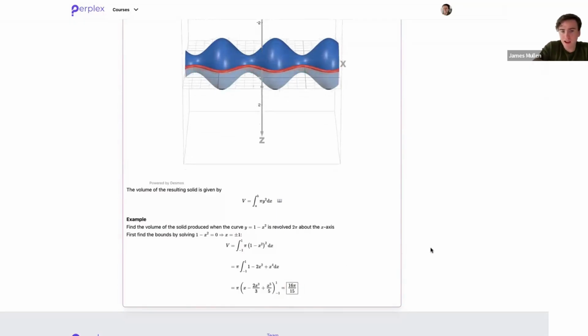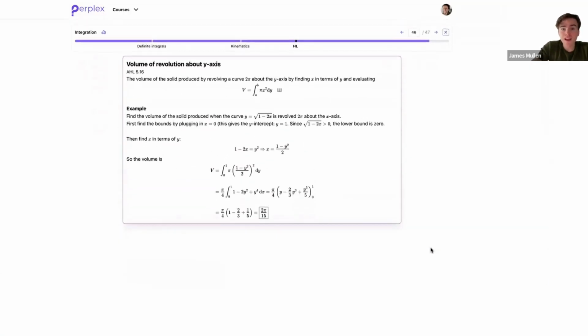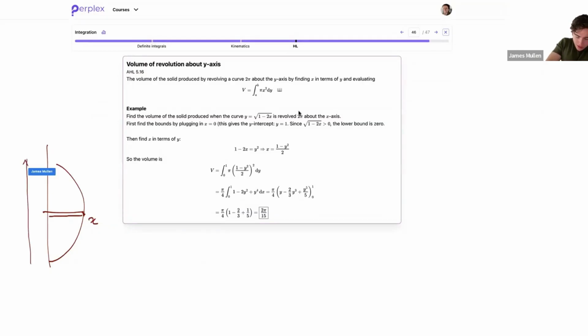Okay, next slide. So with that said, we can also do volumes of revolution about the y-axis, and really the only thing I change is I swap x and y in the integral, because now I'm integrating my slices in the y direction, and the radius is x squared instead of y squared. Okay, so it looks something like this. This is one of my slices. The radius is this x, and I'm integrating all the dy's like that. Okay.